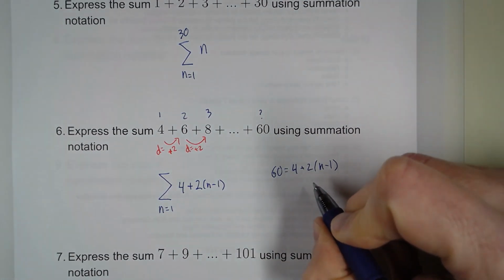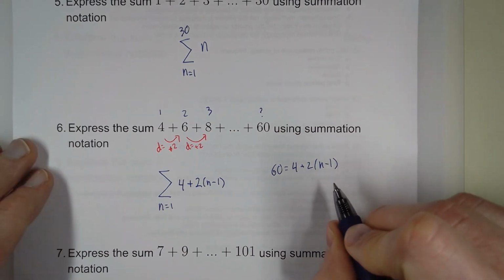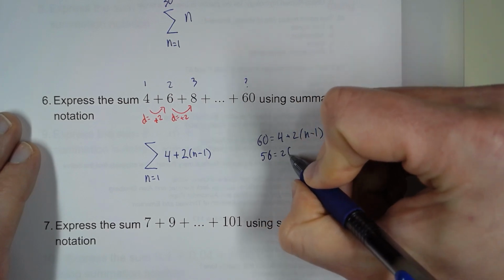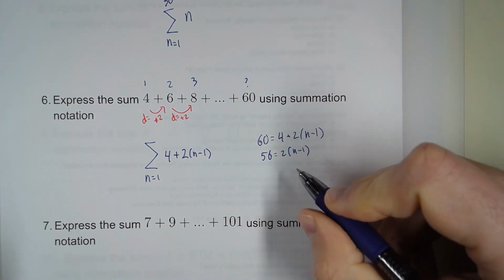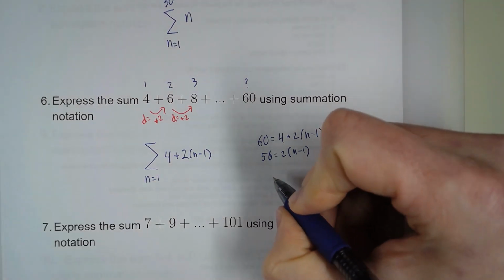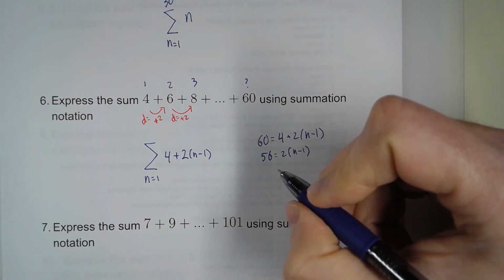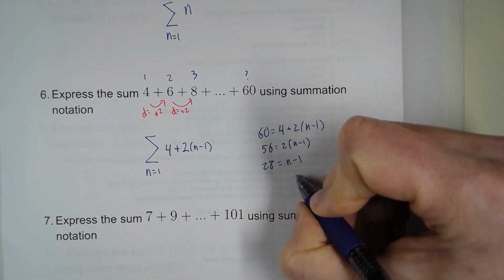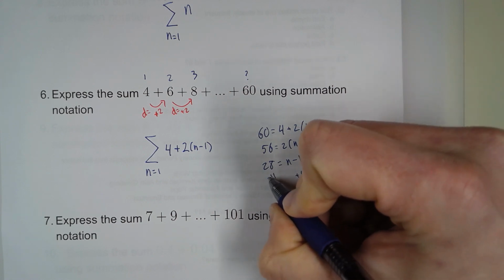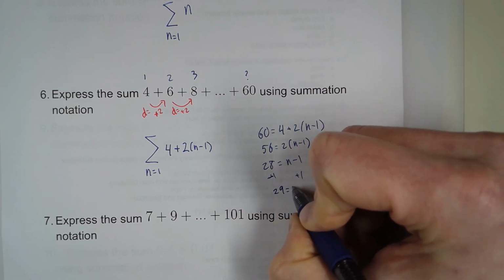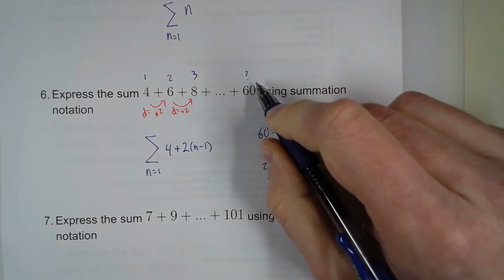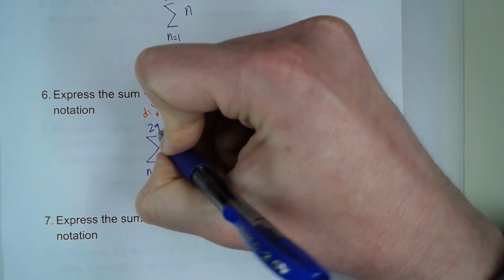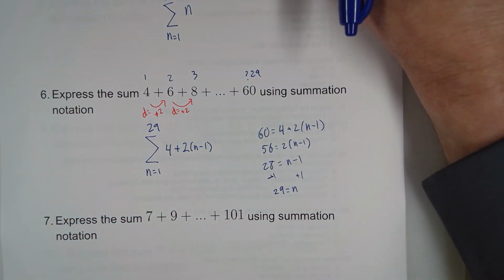So 60 equals 4 plus 2 times n minus 1. Now if we subtract 4, we have 56 equals 2 times n minus 1. If I divide by 2, 56 divided by 2 is 28 equals n minus 1. And then if I add 1, we get 29 equals n. So that is the number of this term. We plugged in 29, so that means 29 is what goes up there.